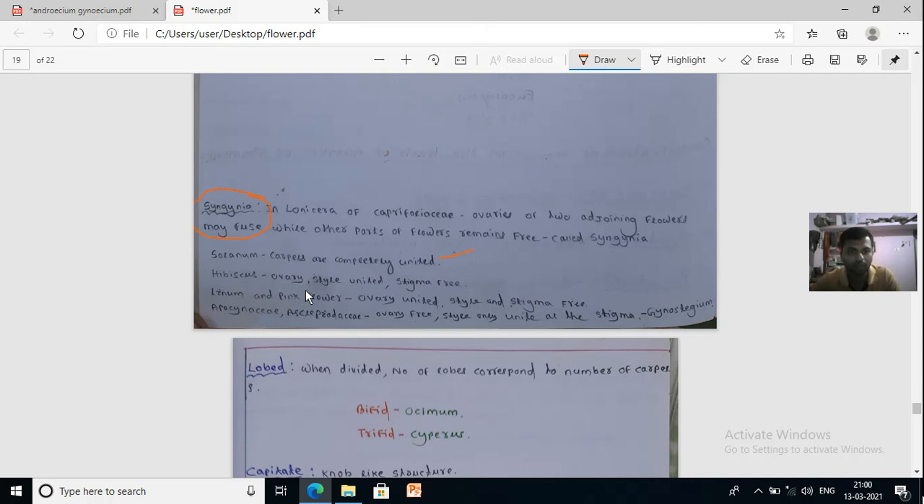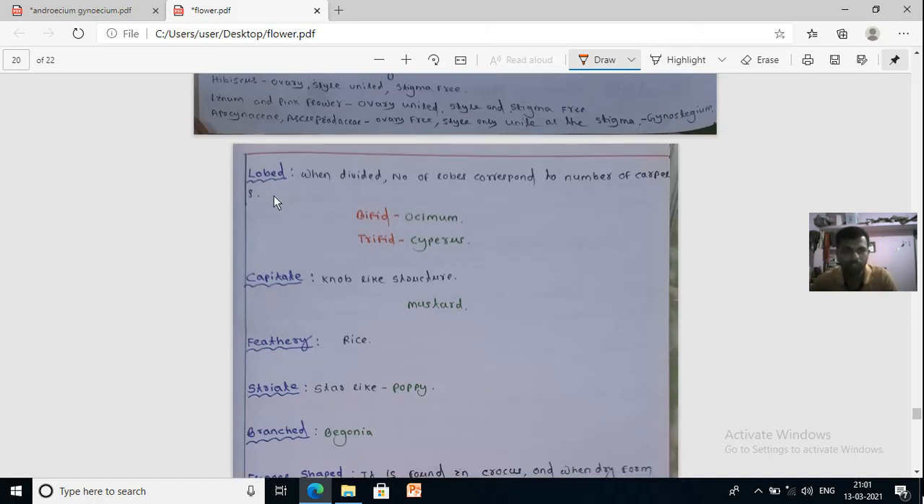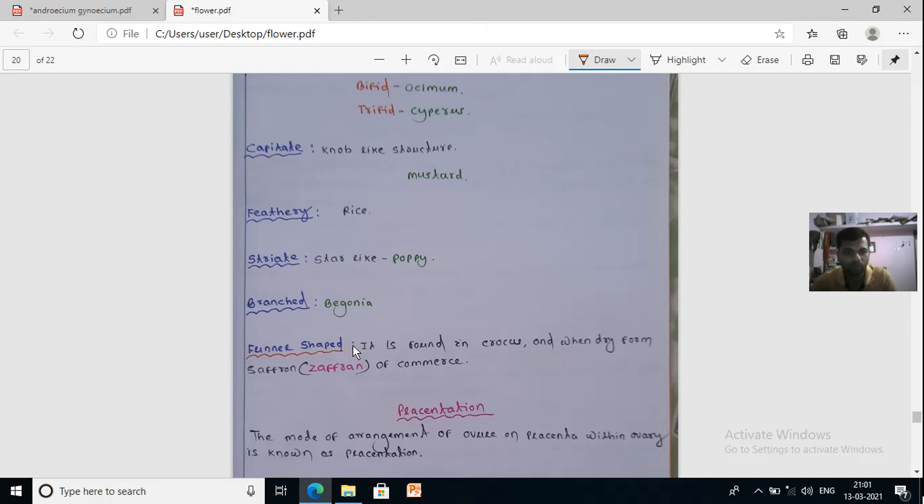In hibiscus, the ovary and style are united and the stigma is free. In Lilium and pink flower, the ovary is united, and style and stigma are free. In Apocynaceae and Asclepiadaceae, the ovary is free and the styles unite only at the stigma, forming the gynostegium condition. Already we have discussed this. Next, coming to the stigma: it is lobed in Ocimum, tripartite in Cyperus, capitate in mustard, cap-like, feathery in rice.